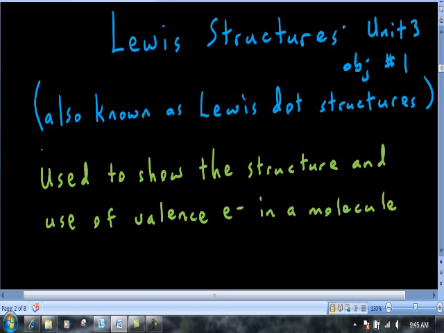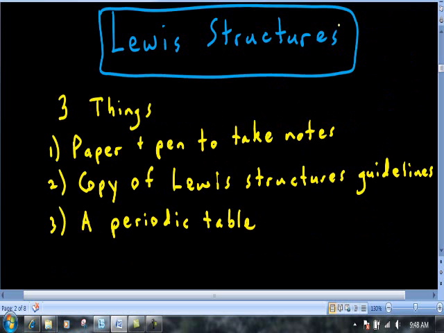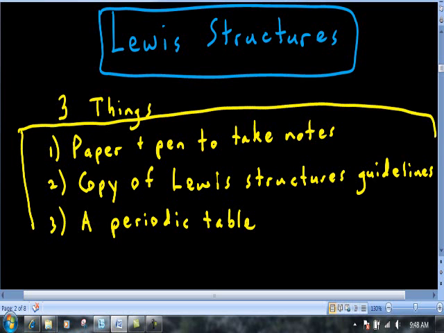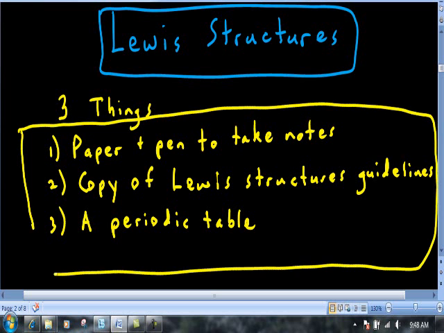This video clip will be specific to our third unit of study, objective number 1, which is be able to draw a Lewis structure for a molecule or polyatomic ion. As we start this video, have 3 things as we prepare to go through the video: some paper and pen to take notes, a copy of the Lewis structures guidelines, and a copy of a periodic table.